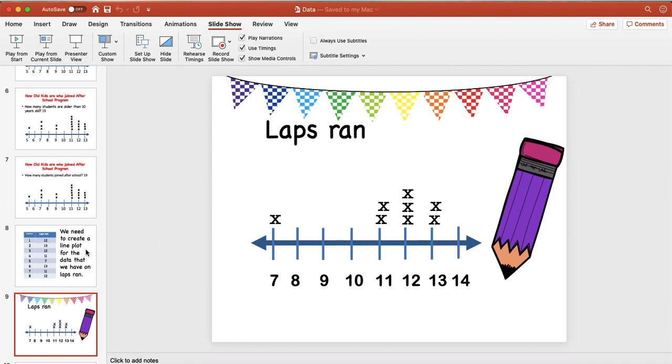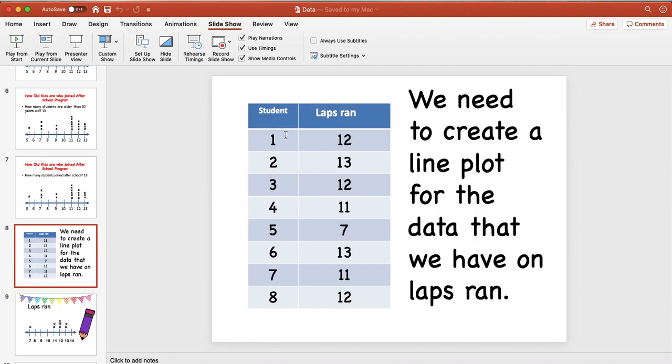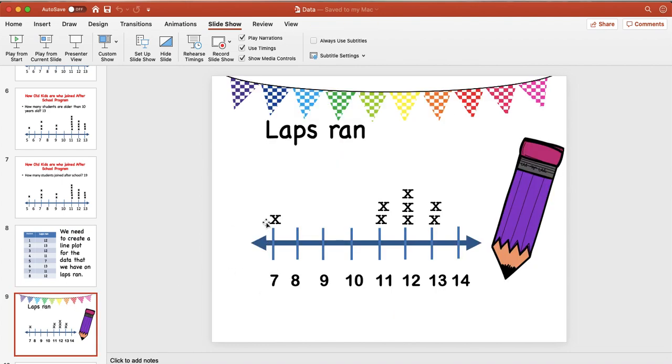So going back to our table, how many students ran 7 laps? So I'm going to look at my table and see, oh, there's only 1. So on my line, I'm just going to plot 1 X for 7. That means only 1 student ran 7 laps.